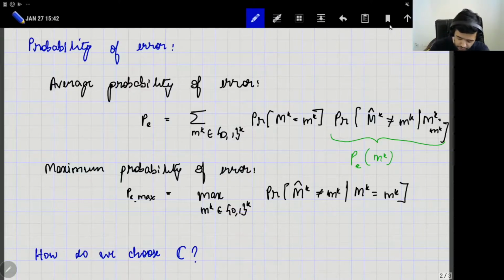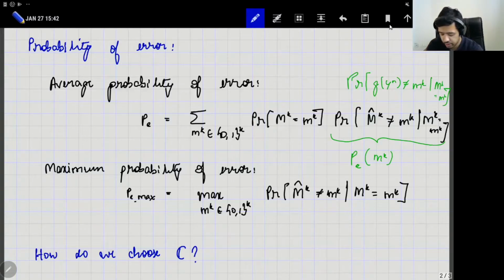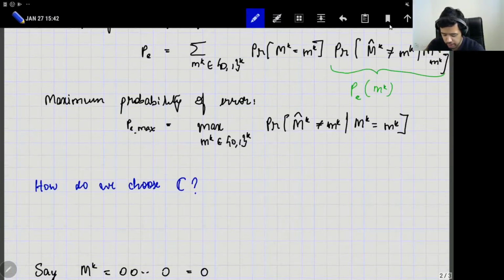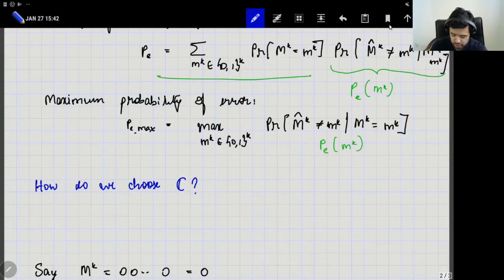So this is the probability of error given that m_k was transmitted. Right? And this is the probability that g of y^n is not equal to m_k given that m_k was transmitted. So this is for a given message sequence and you average over all possible message sequences. One can want the average probability of error to be small, and in many applications this is good enough. Sometimes we have a more stringent requirement on the probability of error and we instead go for the maximum probability of error. So the maximum probability of error is defined as the maximum over all possible message sequences of the probability of error given that m_k was transmitted. Right? So this is the average versus this is the max.